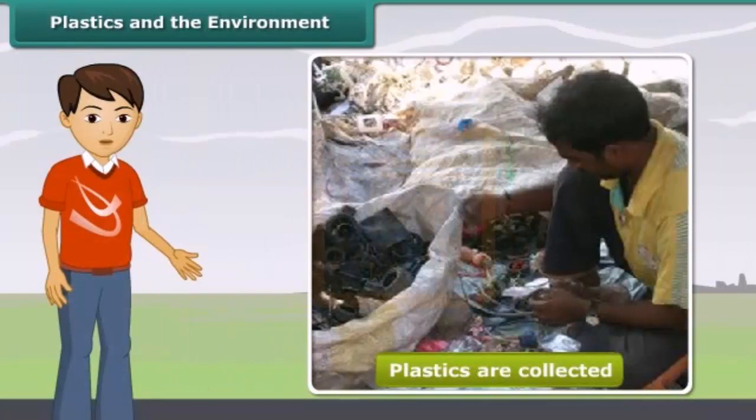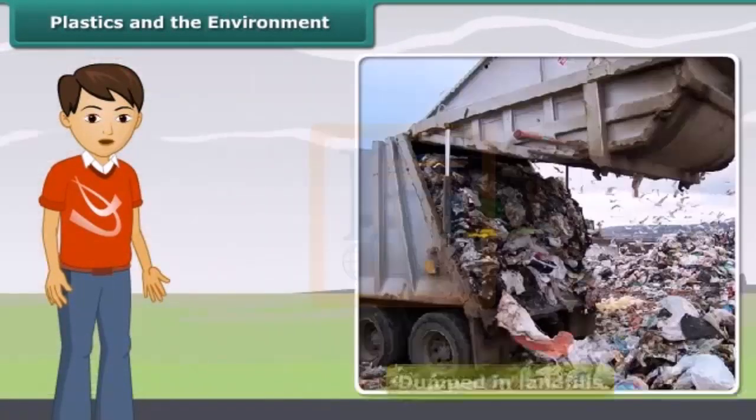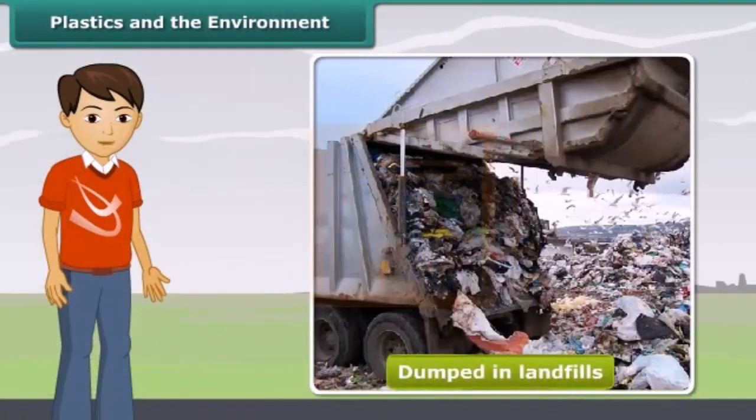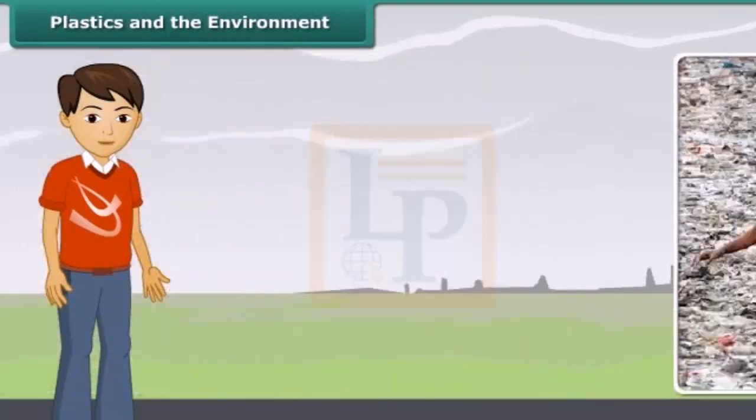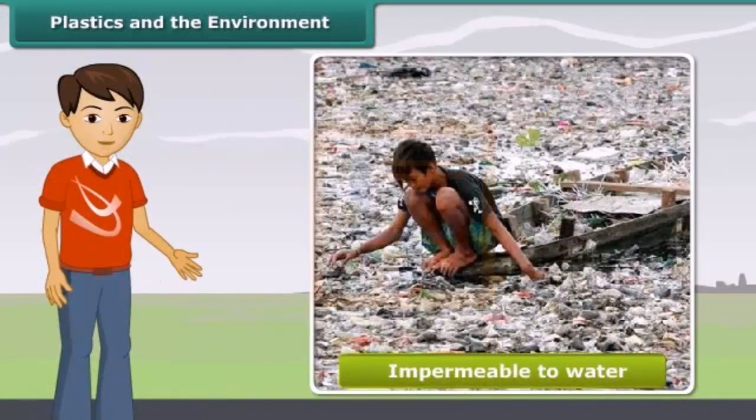Thus, heaps of plastics are collected and dumped in landfills. They will stay there for several hundred years, releasing toxic chemicals into the soil and nearby water resources. Also, as plastics form a cover on the ground surface and are impermeable to water, the rainwater would not be absorbed into the soil, thus diminishing our underground water reservoirs.